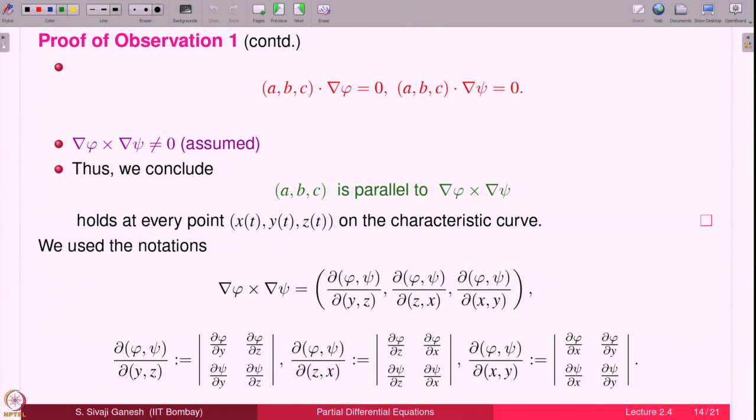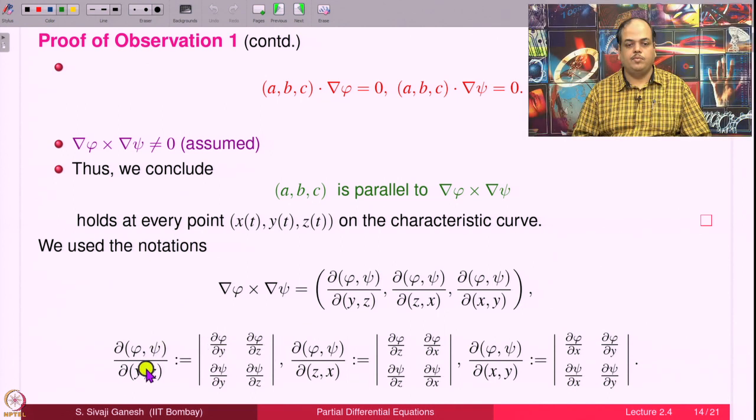So, these are the notations we have used. This stands for this particular determinant. This is the Jacobian of phi, psi with respect to the variables y, z and so on.